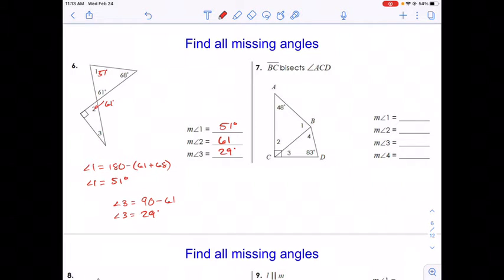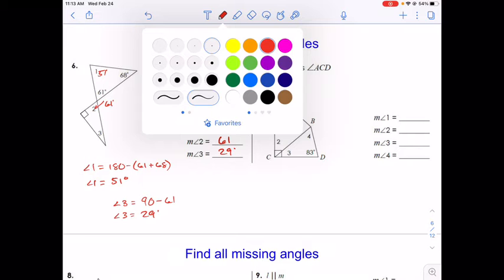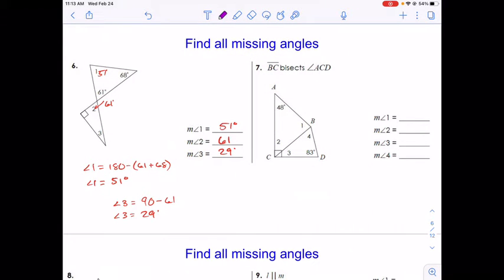All right, so this one gives us a little bit different information here. Let's look. It says that BC bisects angle ACD. So if it's going to bisect it, this is ACD, so that means this is going to be the same as this. So angle 2 and 3 should be the same measure.